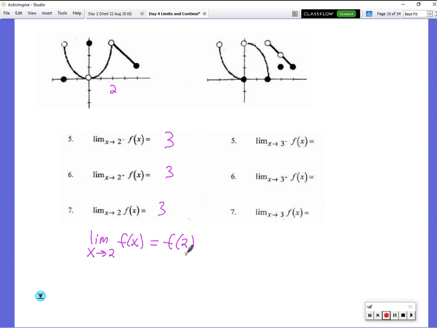So the limit can exist. It does. The limit is 3. But because the limit doesn't match the value of the function, it's a removable discontinuity. So I don't know if I answered your question. You did. I'm still confused about continuous, you know, the definition you gave us.